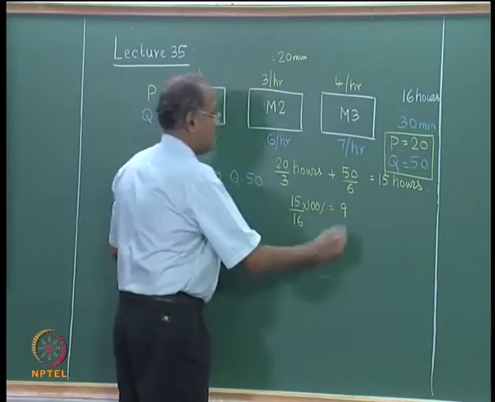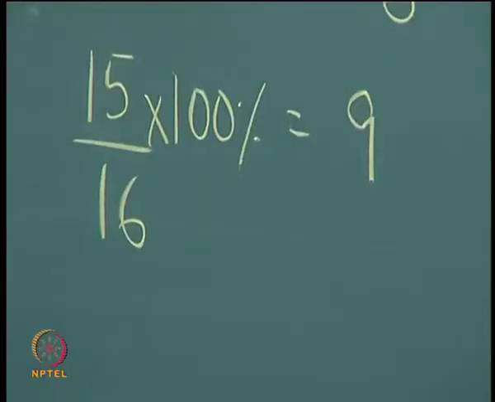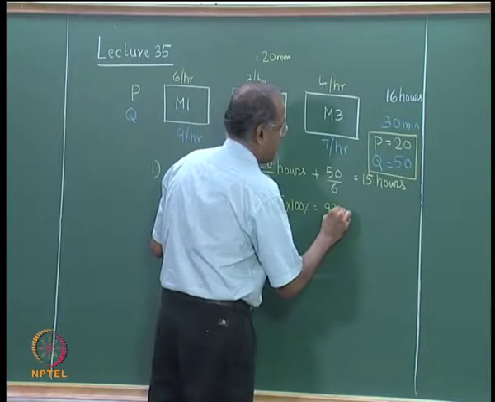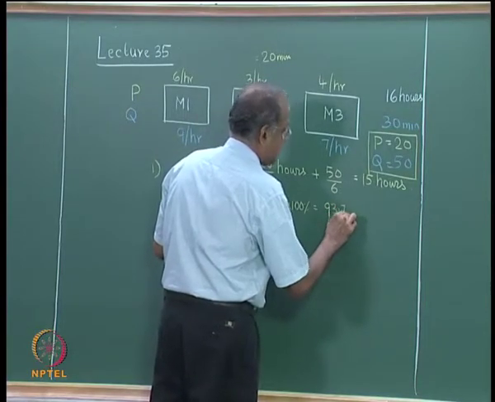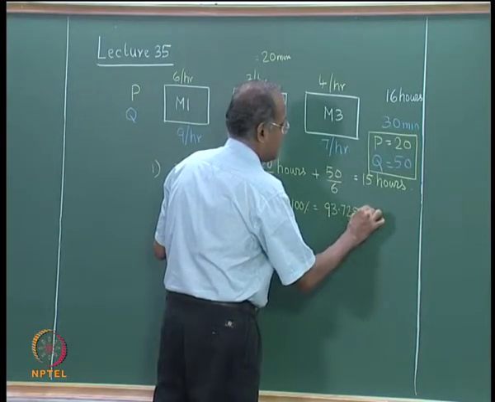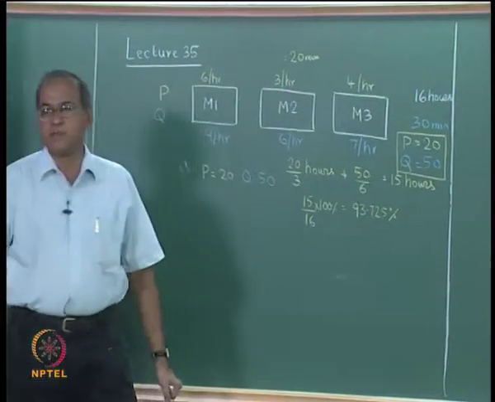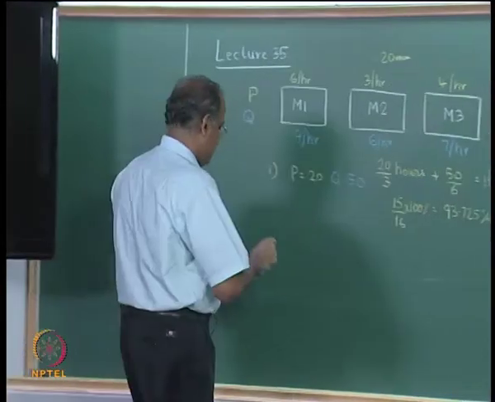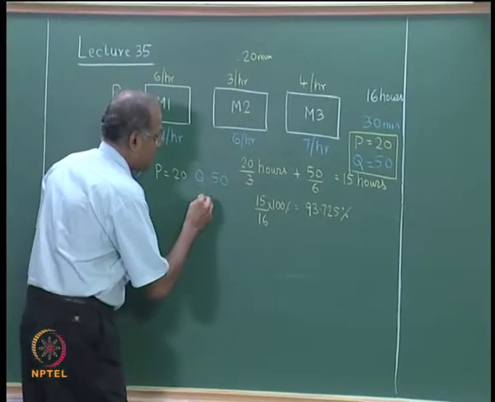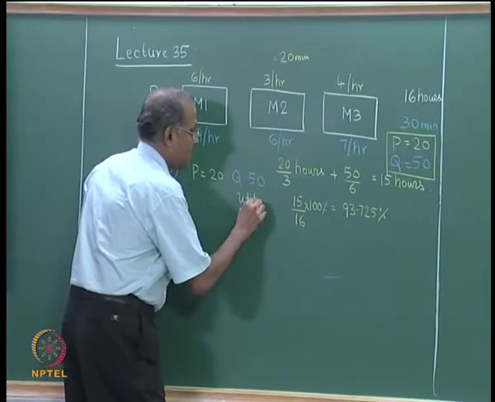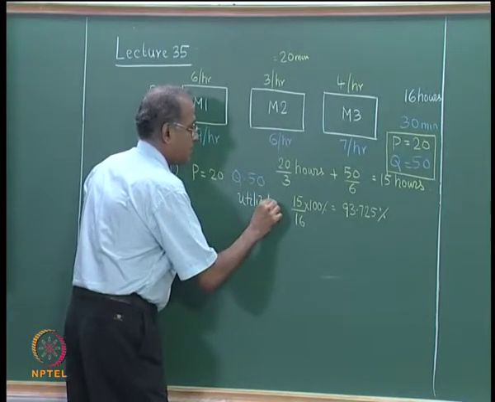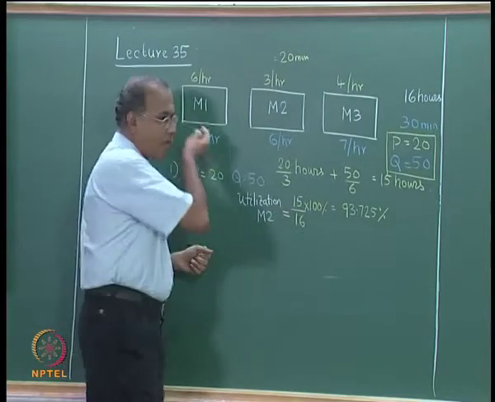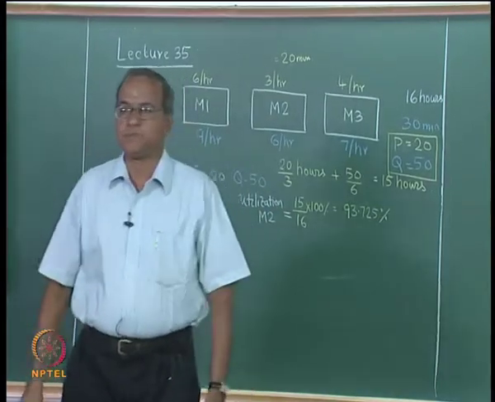This is 9 16s are 144, 60, 16 3s are 48, 120, 16 7s are, so about 93.725% is the utilization of M2. This is the utilization of M2.